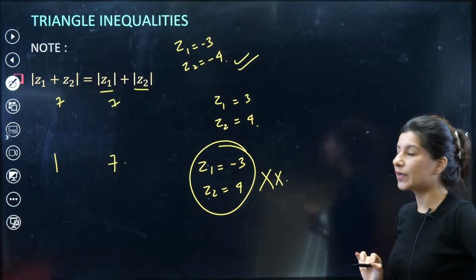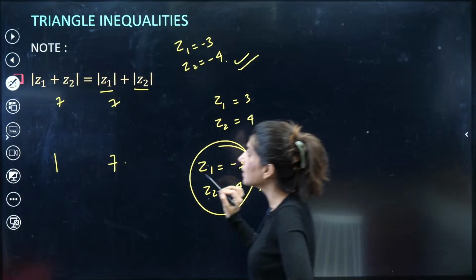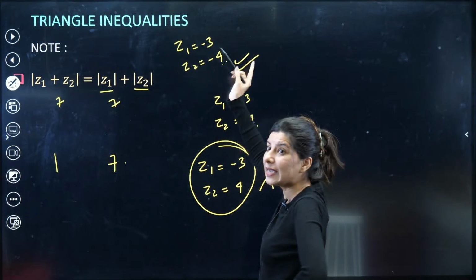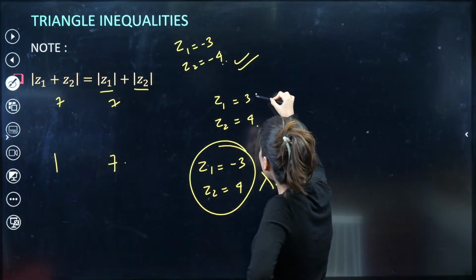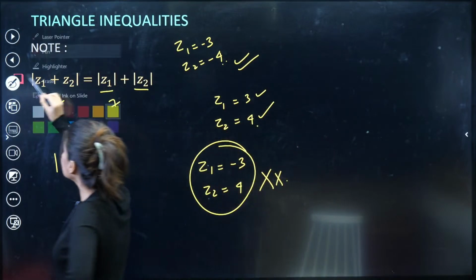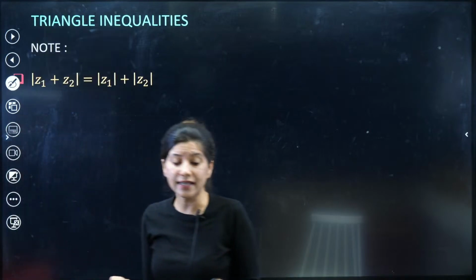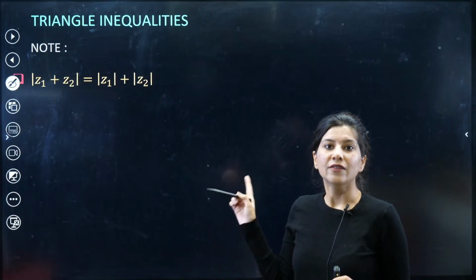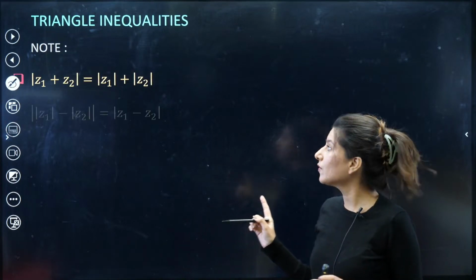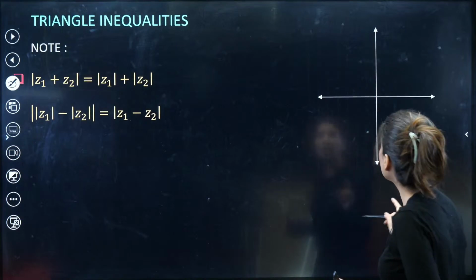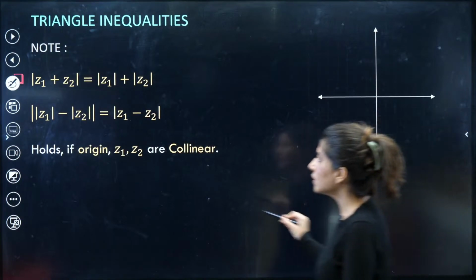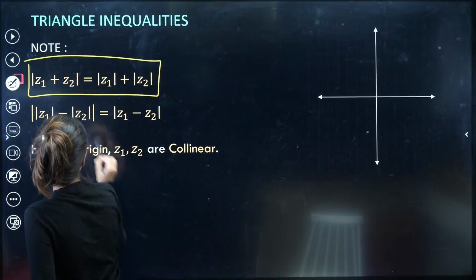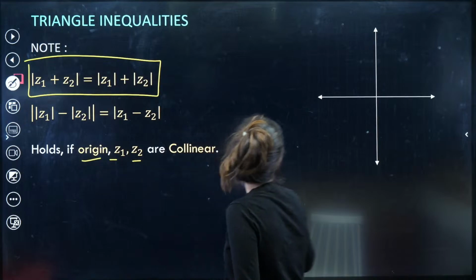Are you getting my point? So what is happening over here? Please understand that if Z1 and Z2 are of the same sign, then this equality will hold true. Or rather than saying this, I'll say it from a different perspective, with respect to the origin, with respect to collinearity. So this equality holds true when Z1, Z2 and the origin are collinear.